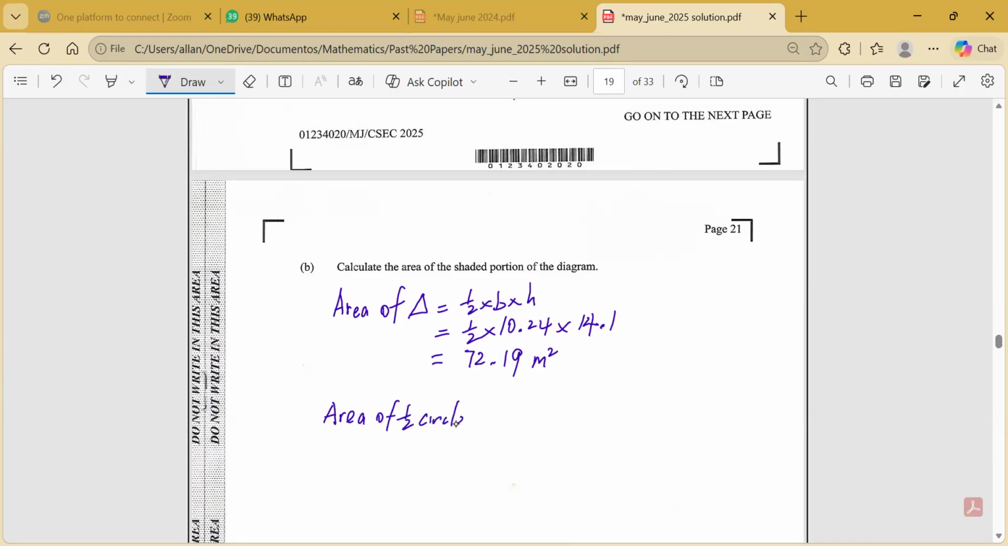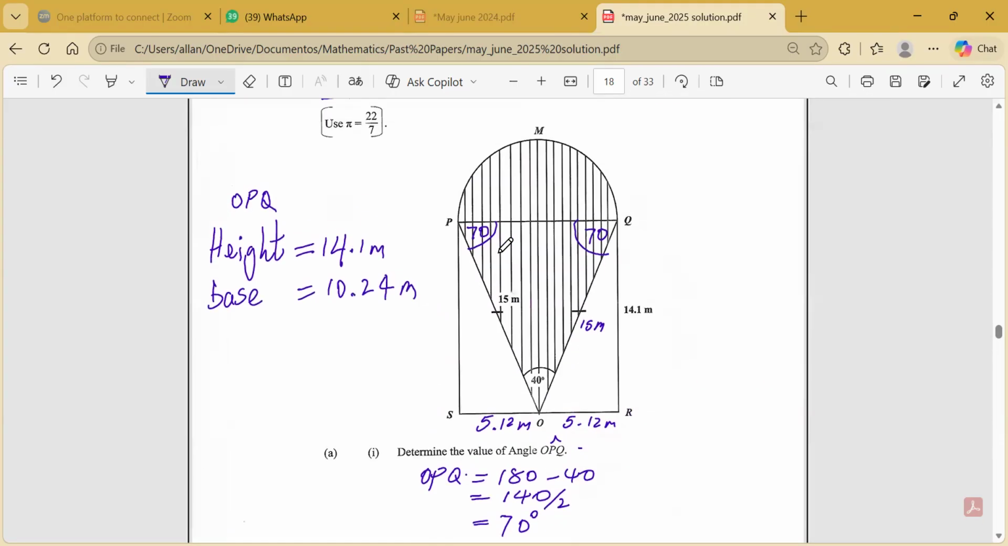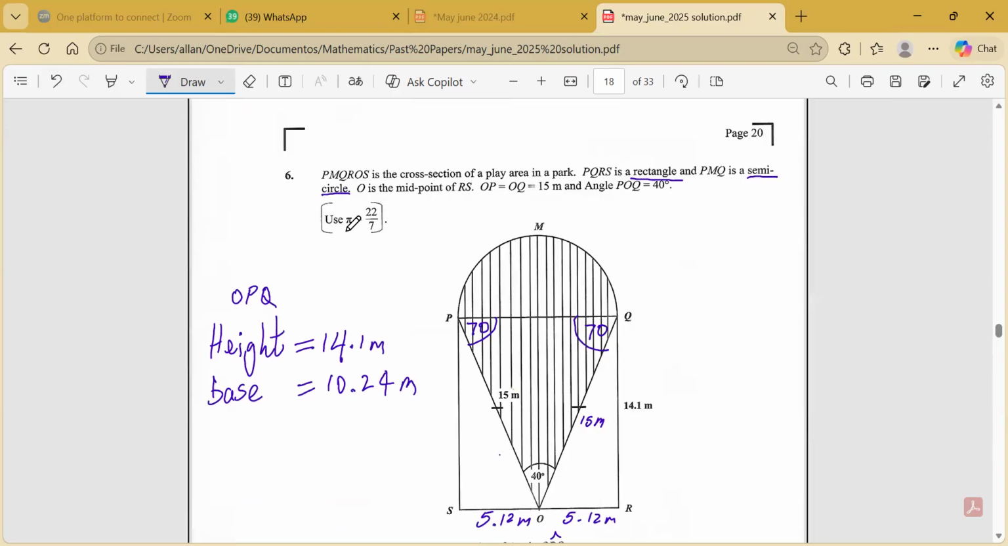So here we're going to write the area of a circle. Anybody remember the formula for the area of a circle? Pi r squared. So half the circle will be pi r squared divided by 2. Did they tell us what to use pi as? Yes, sir, 22 over 7. Right, use it as 22 over 7.